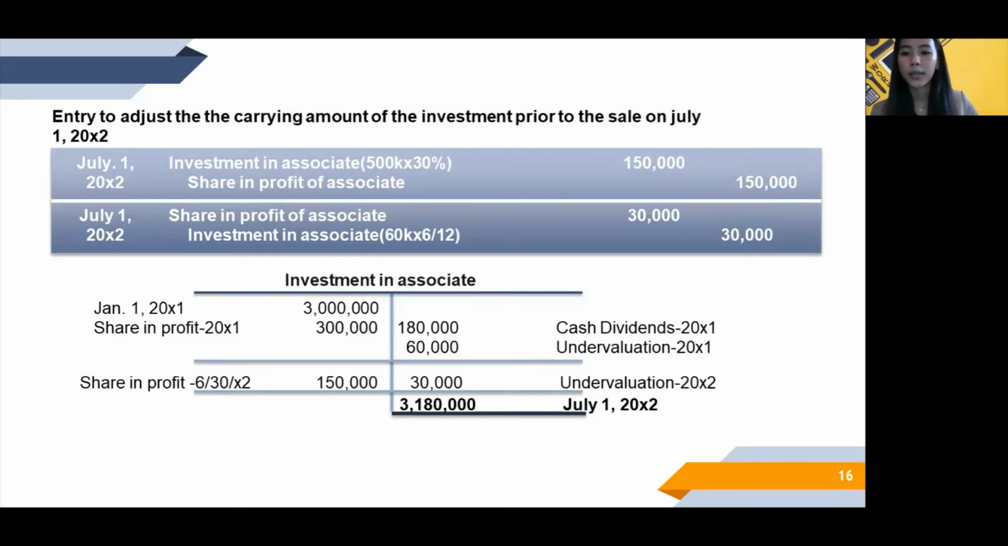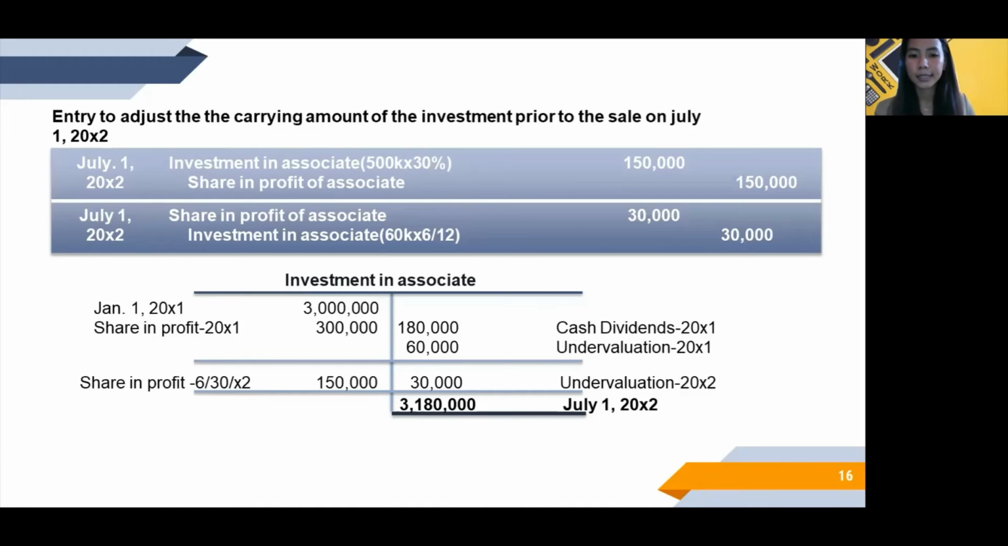Another entry is to debit share in profit of the associate and credit investment in associate amounting to 30,000, which we computed by multiplying the 60,000 share in profit in undervaluation of the building, the one we computed earlier, by 6/12, since the date is July 1, so it is half of the year. So we will get the 30,000 pesos.